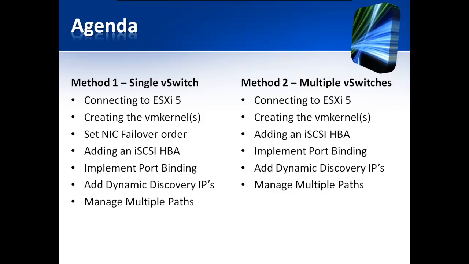Using Method 2, with multiple vSwitches, we're going to connect to ESXi 5, we're going to create our VM kernels, we're going to add our iSCSI HBAs, we're going to implement port binding, we're going to add dynamic discovery IP addresses, and then we're going to manage our multiple storage paths.